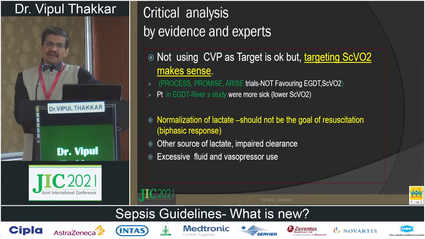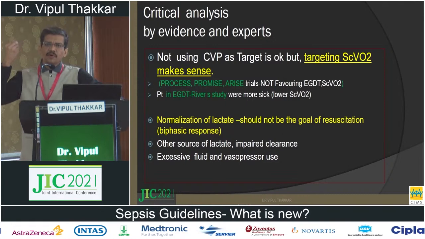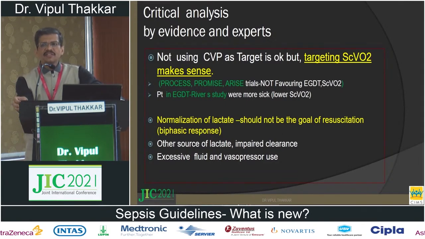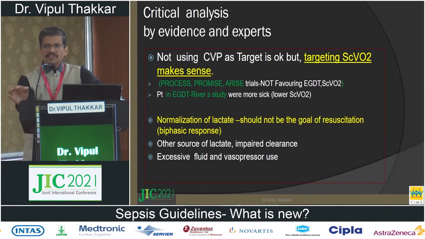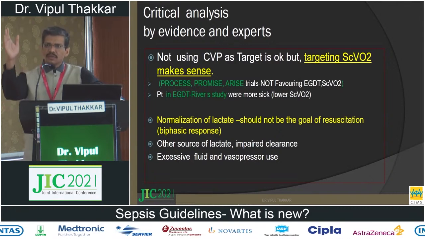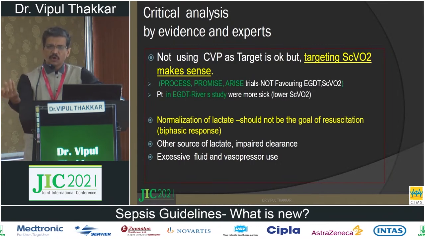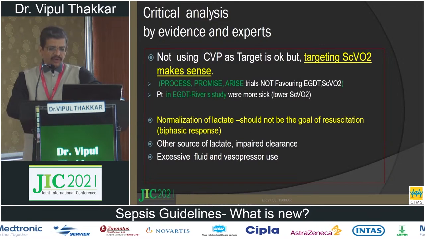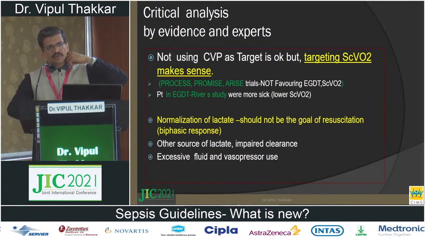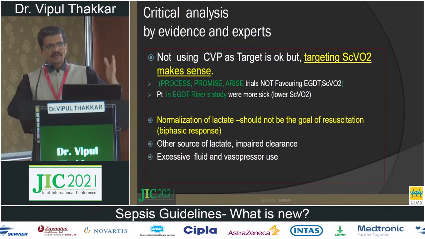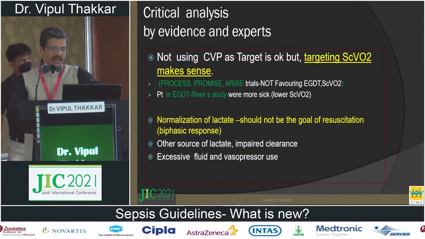But what about targeting ScvO2? What is ScvO2? That is the oxygen saturation of blood obtained from a central line. What does it indicate? It is a marker of oxygen extraction from blood. Any mismatch between supply and demand of oxygen will cause ScvO2 to be low. If supply is less or demand is much more, then the ScvO2 value will go down. So in the previous guideline, they were targeting ScvO2, the saturation of blood obtained from a central line. They asked to target more than 70. Again, experts believe this needs to be targeted.